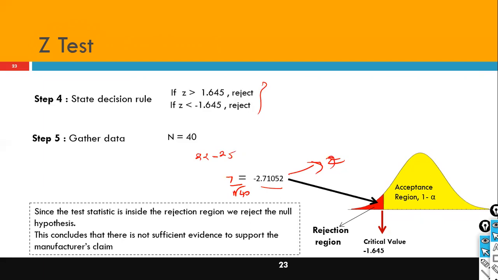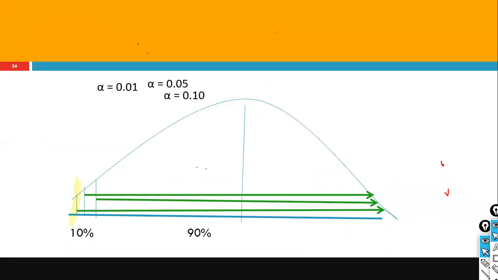And we conclude that we don't have sufficient evidence to support the statement made by the manufacturer. Okay, now the question is, the alpha value is 0.05, and can't I use 0.01 or 0.10?